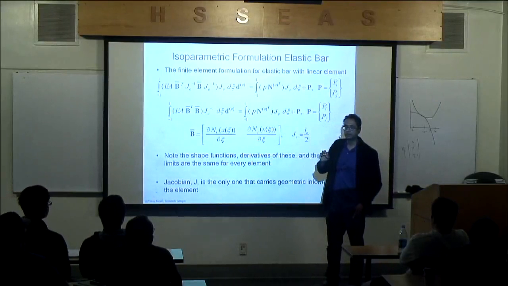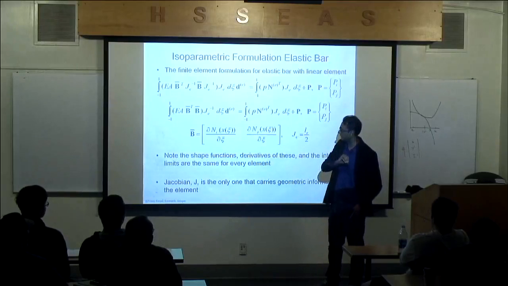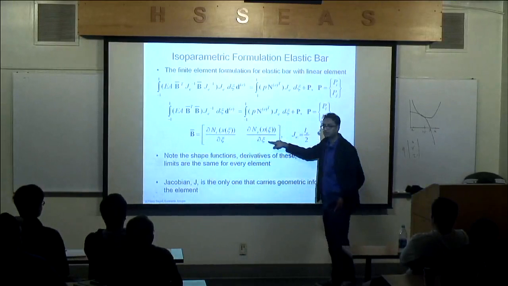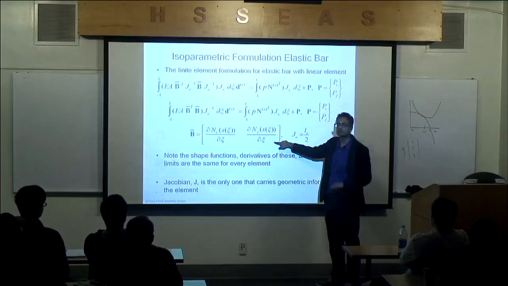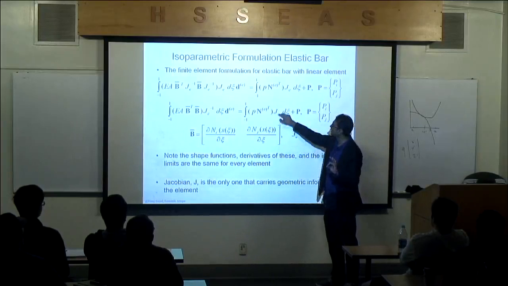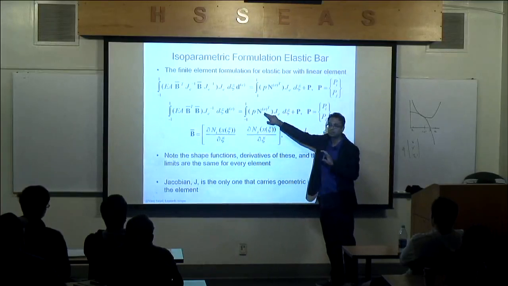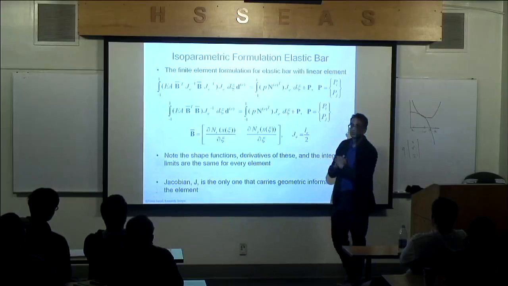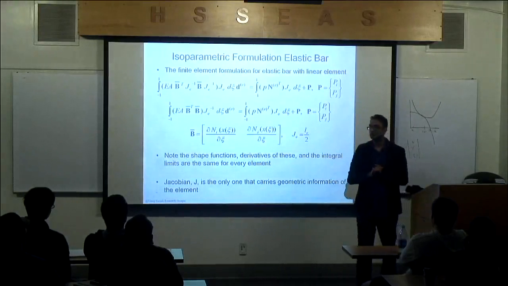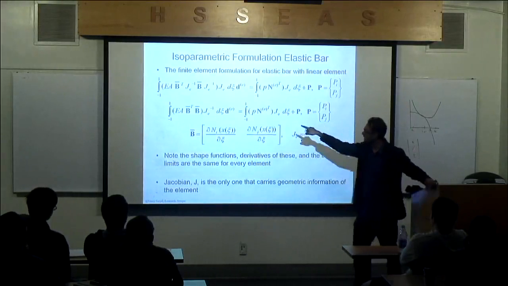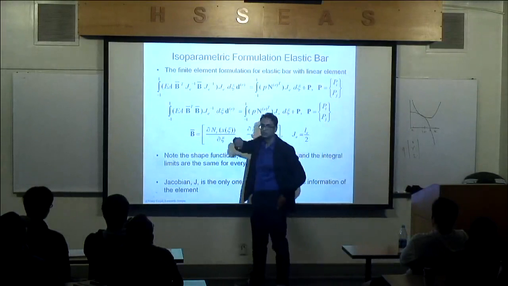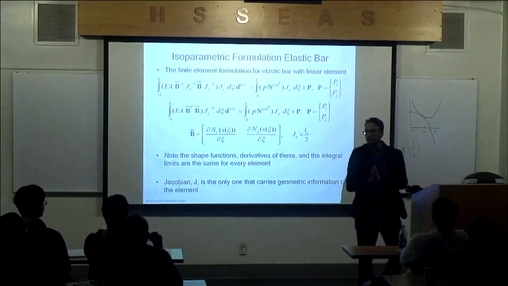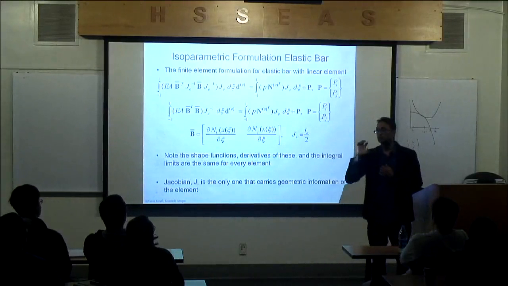The only thing now that I want you to pay attention to: does this B bar depend on x now? No, it's only dependent on c. That's it. Are these N's dependent on x? No, they're dependent on c. What is the only thing you see here that depends on the coordinates of the element? J. That J is the only one, and in this case it doesn't even depend on the coordinates. It's actually L over 2. But it's the only thing that's going to have that information.